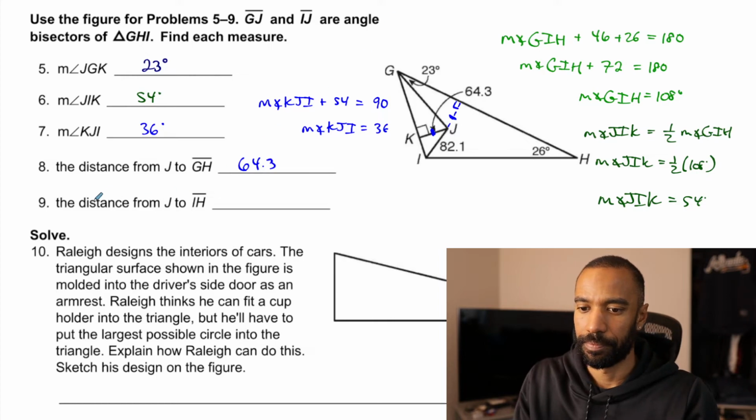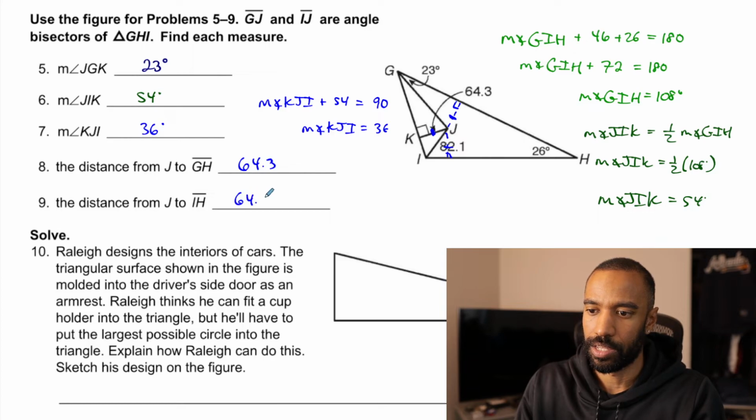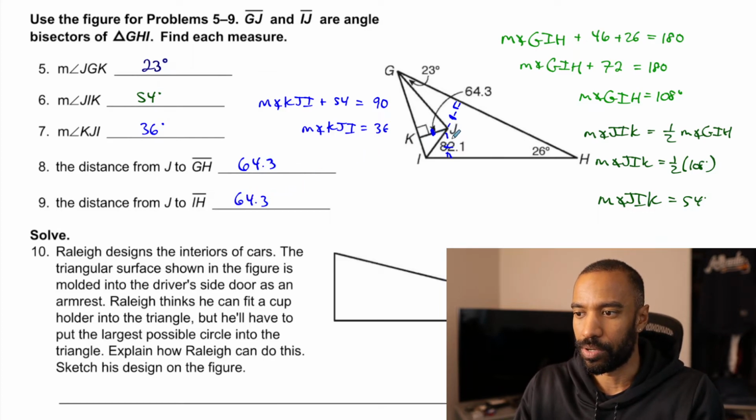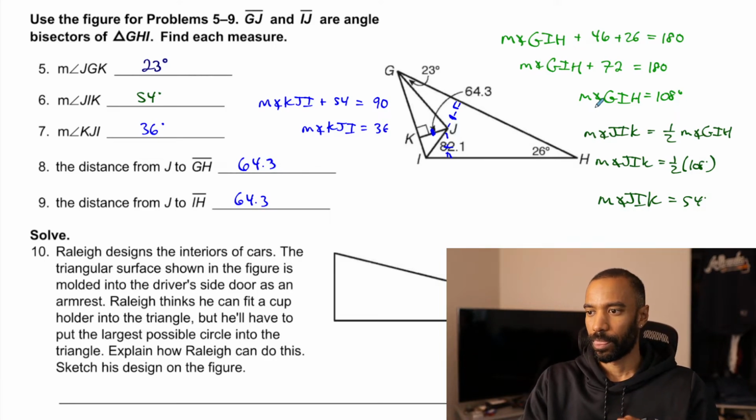And lastly, the distance from J to IH should be the exact same, as the incenter theorem states from before. So that is also going to be 64.3 units in length. Apparently you never needed the 82.1, so that's good. We're done. Almost a decoy there.